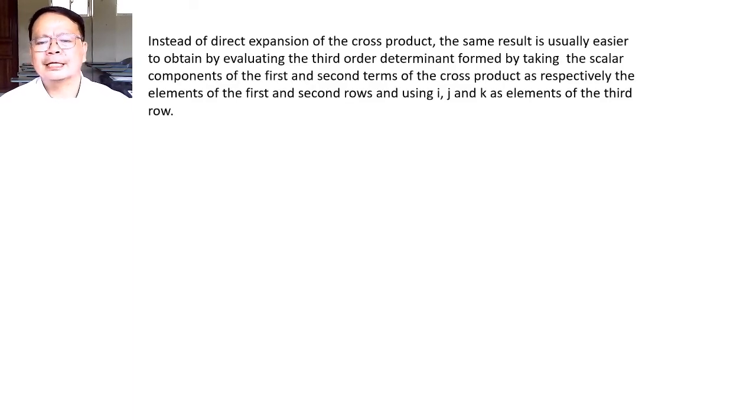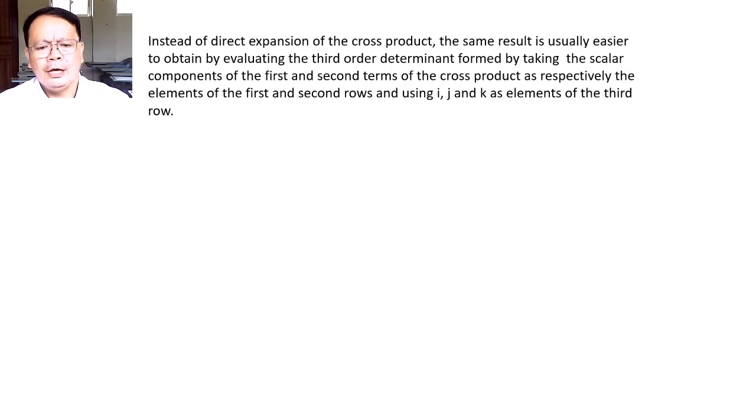So instead of direct expansion of the cross product, the same result is usually easier to obtain by evaluating the third order determinant. Take note, it is third order determinant, meaning there are three rows of the determinant. And how do we form the determinant? By taking the scalar components of the first and second terms of the cross product, meaning the cross product should be identified which is the first and which is the second. And these respectively shall represent the first and second rows of the third order determinant, while the third row shall be our I, J, and K.